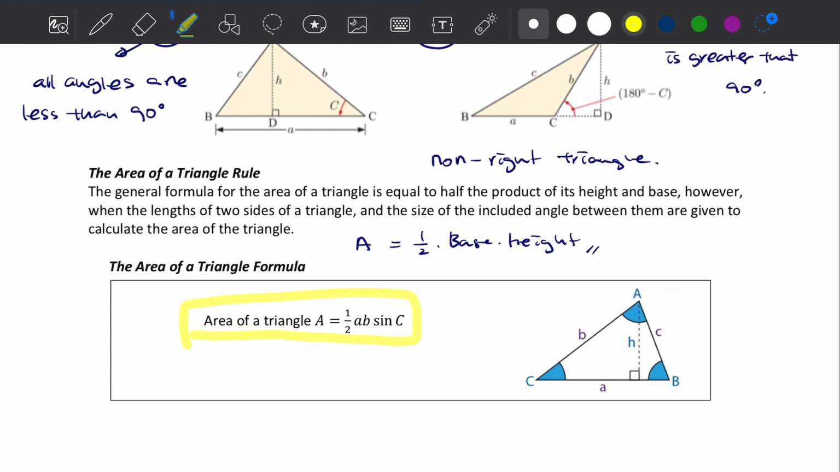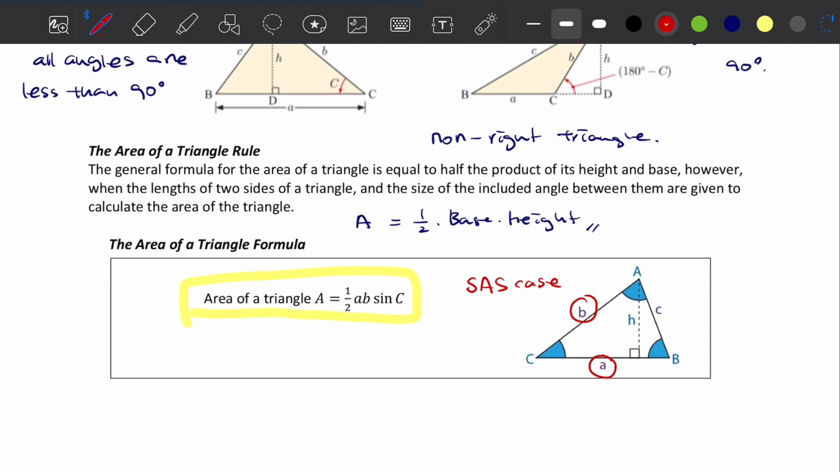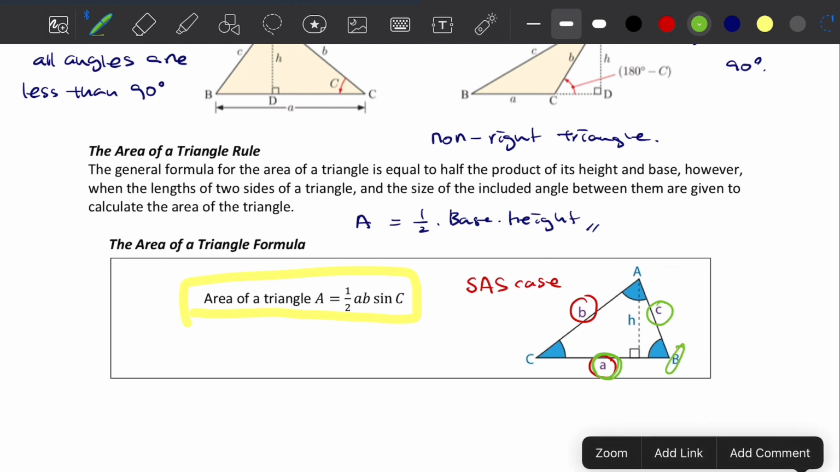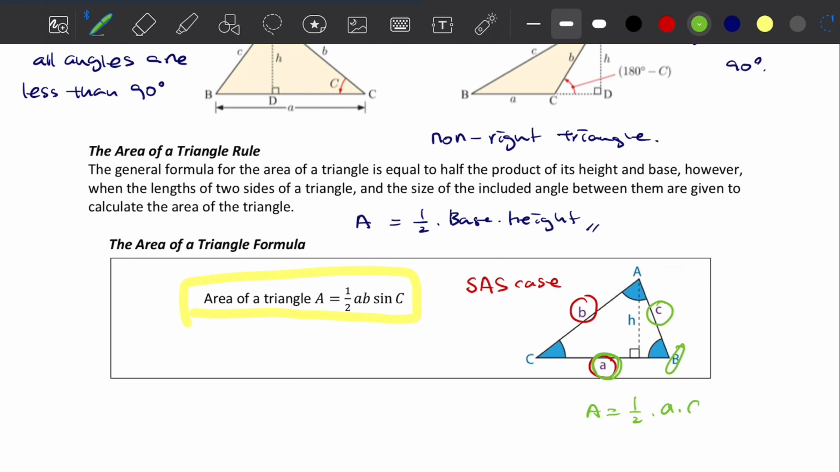Okay, so you can see that here, if we know the sides A and B, and then the angle between the two sides, so the SAS case, then we can use the area of the triangle formula. Or if we know the sides C and A, and also the angle B, then we can do area equals 1/2 times A times C times sine B.